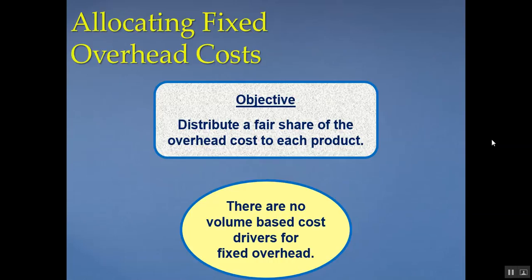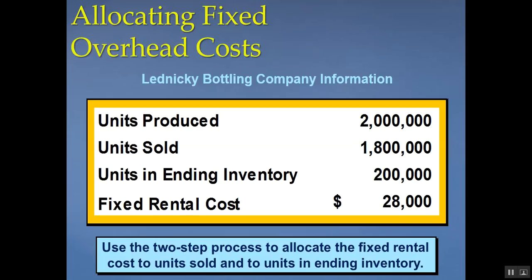When we're allocating fixed overhead costs, we need to distribute a fair share of the overhead costs to each product. There are no volume-based cost drivers for fixed overhead. So what does that mean? Let's look at another example.